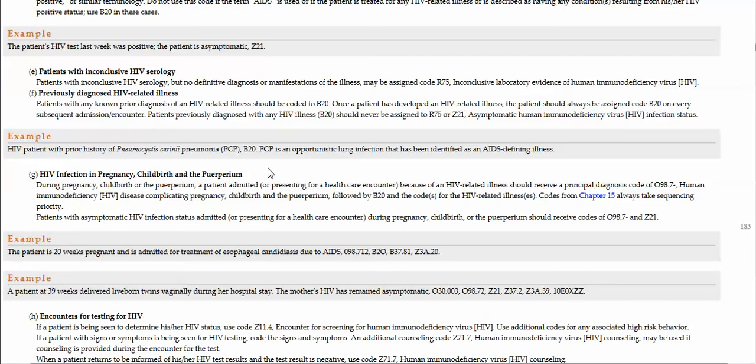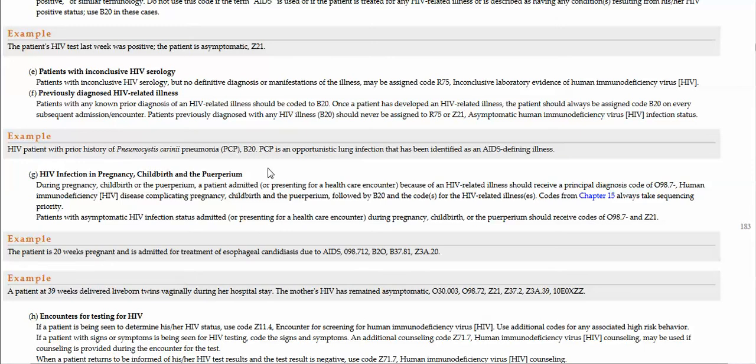During pregnancy, childbirth, or the puerperium, a patient admitted or presenting for a health encounter because of an HIV-related illness should receive a principal diagnosis of O98.7-, human immunodeficiency disease complicating pregnancy, childbirth, and the puerperium, followed by B20 and the codes for the HIV-related illnesses. Okay?